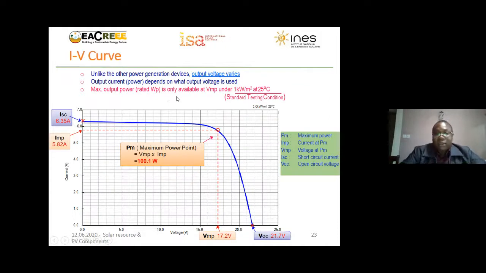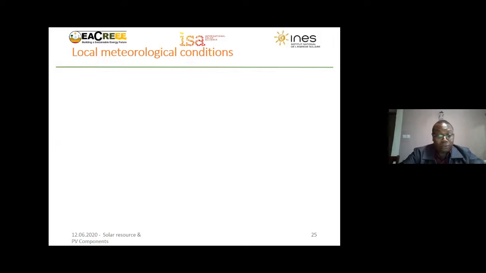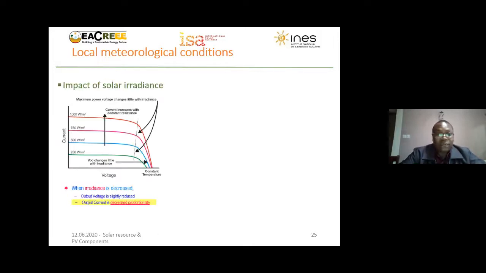We have conditions that are very key in efficient operation of a solar PV. These are the conditions that I've already mentioned, and they are used under standard testing condition. One of the conditions is irradiance. It's quite important in the performance of a solar PV system. Then the other condition is temperature. So I will briefly go through, and I will start with irradiance.